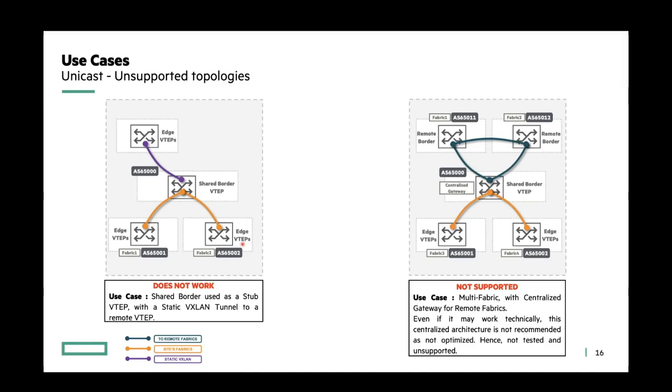The second use case is when the shared border is configured as a centralized gateway and remote fabrics are pure layer 2. Even if it may work from a pure technical perspective, it is not supported because it is not considered an optimized architecture. Hence, this is not tested and supported today. So this topology cannot be deployed if we have a centralized gateway and pure layer 2 fabrics on the other side as remote fabrics.